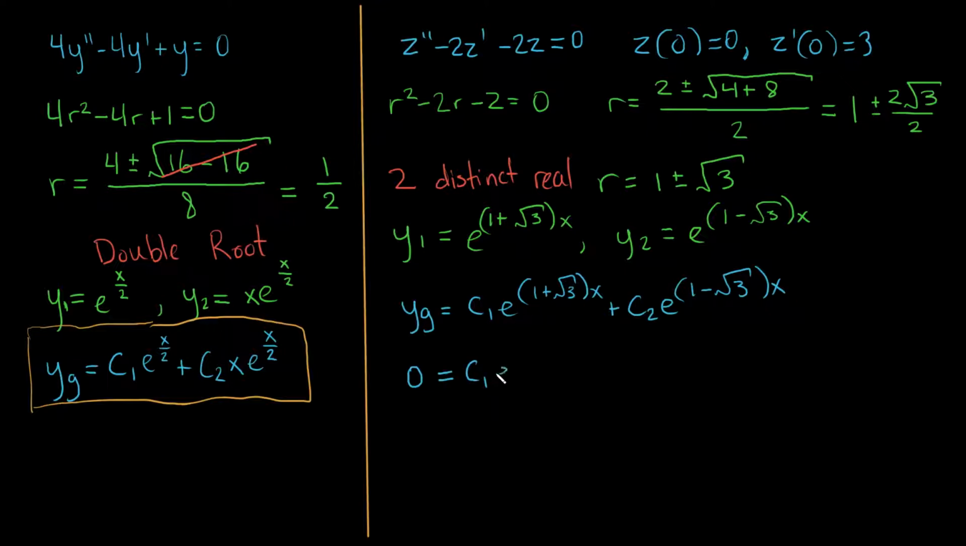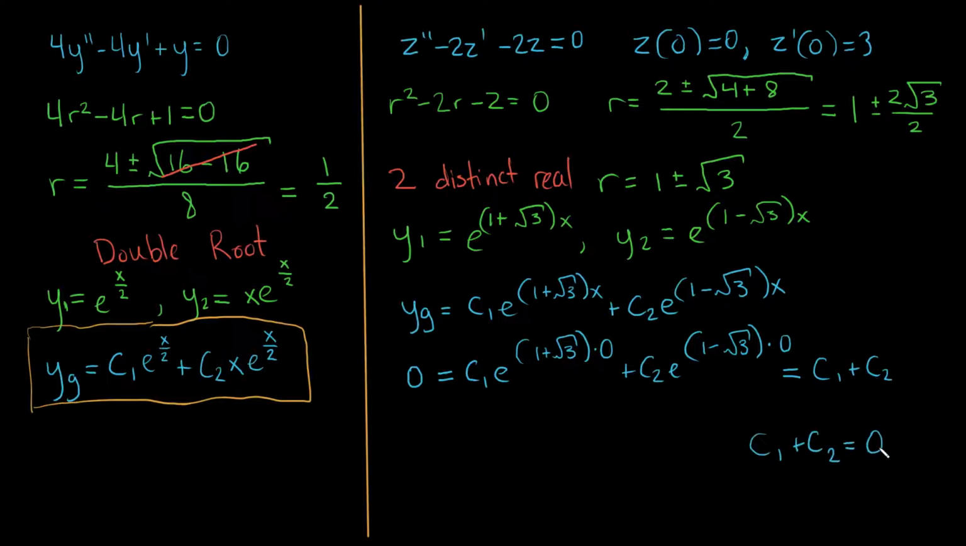So we get c1 times e to the 1 plus the square root of 3 times 0, plus c2 times e to the 1 minus the square root of 3 times 0. Okay, when we multiply by 0, this is just going to be e to the 0, and that's just 1, so we get c1 plus c2. We didn't actually solve for c1 or c2 yet, but that's fine. We got a relationship, so remember this for later: c1 plus c2 equals 0.